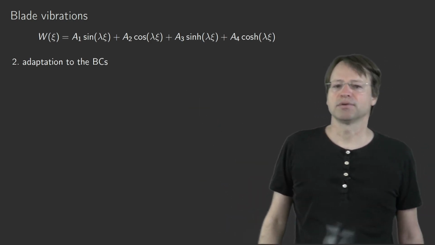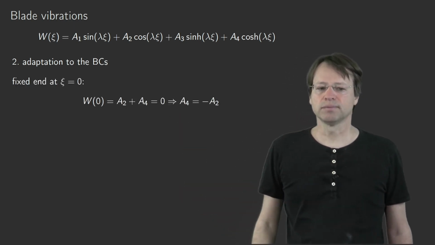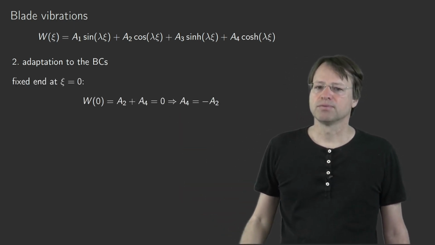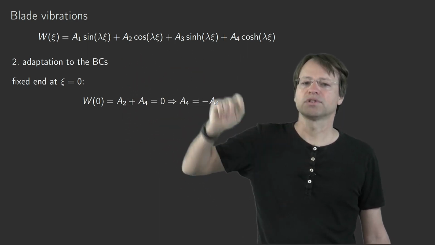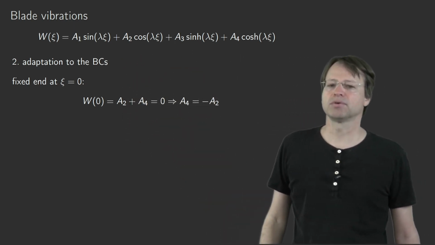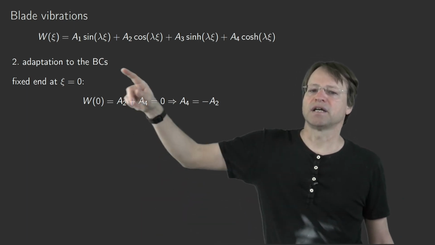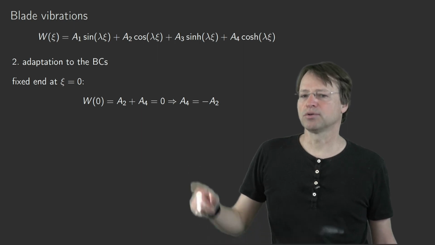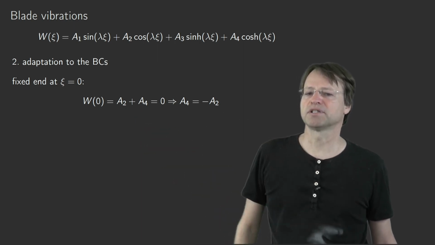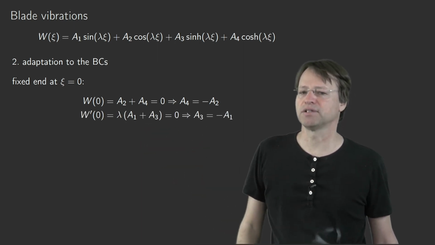First, we evaluate the boundary conditions at xi equal to 0. Much easier to do. So we see that we get a2 and a4, the cosine and the hyperbolic cosine, that are equal to 1. The sine and the hyperbolic sine vanish if the argument is 0. So we get a2 plus a4 must be equal to 0. So a4 is minus a2.